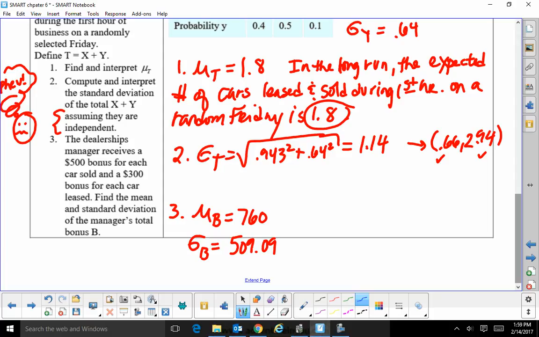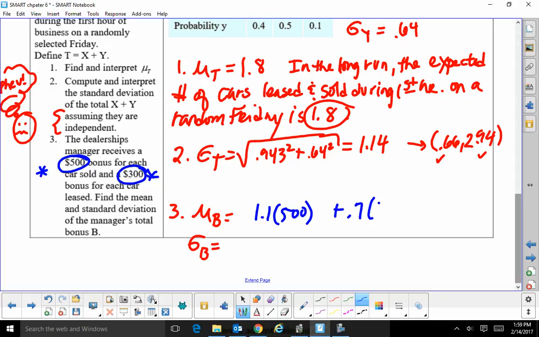Okay, so for this total, did you take the original, which was what for sold? Oh, sold was 1.1, and I multiplied it times the bonus for each car sold, because that's a multiplication, yes? So I multiplied it by 500, and then I can add on the least, which was 0.7, and I multiply it by the 300. So that gave me 760.